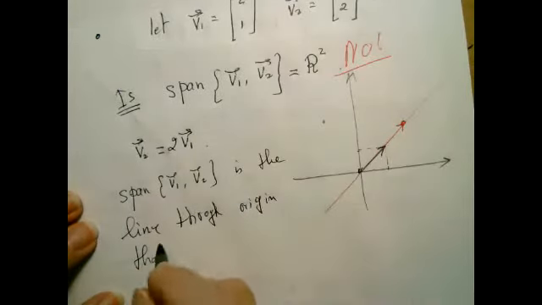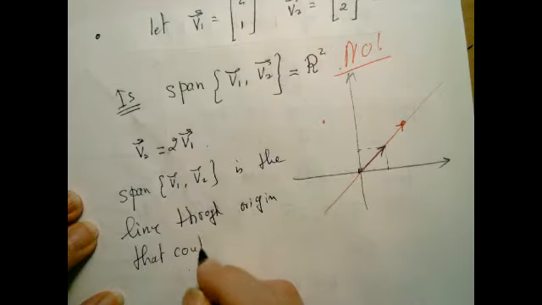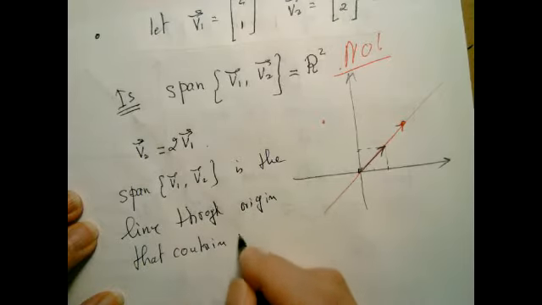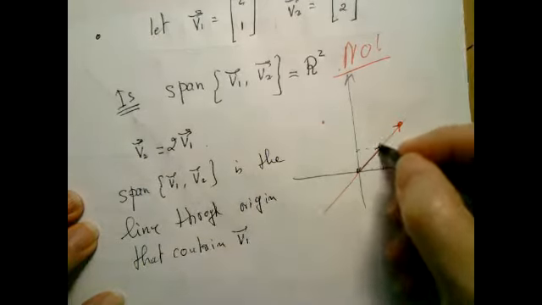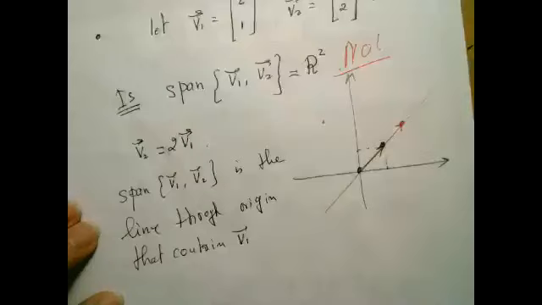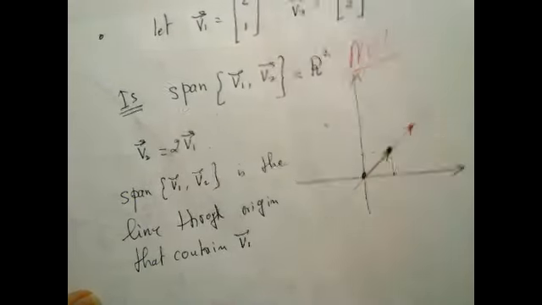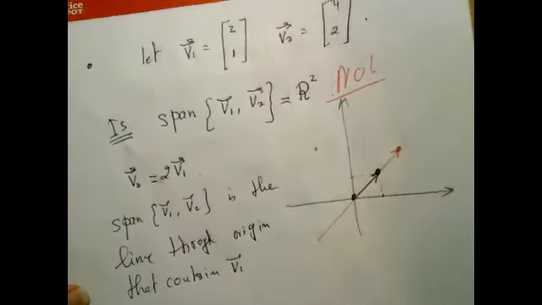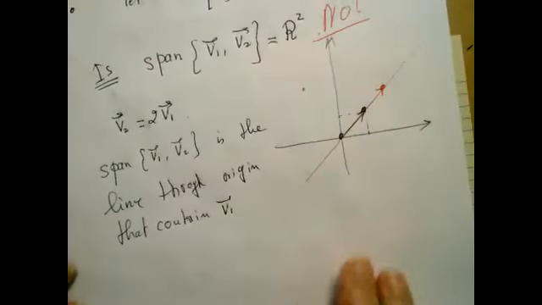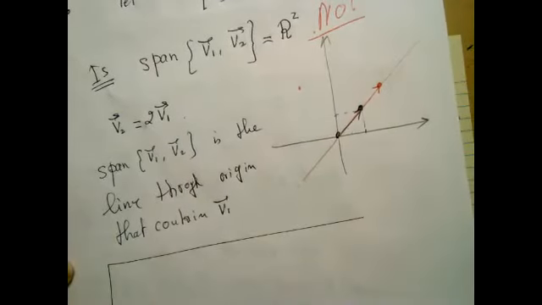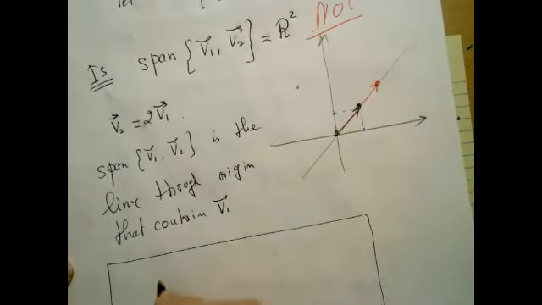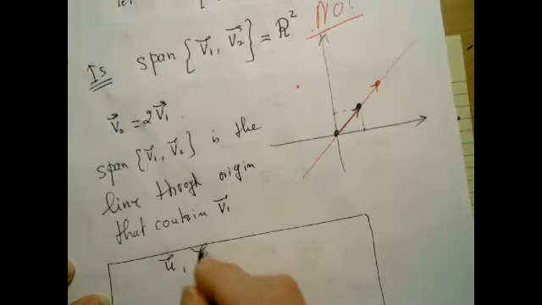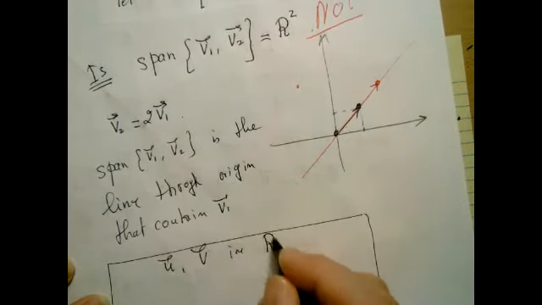that contains either U or V1 or V2, I don't care which one you say, that contains V1. It means the line through the origin which contains the tip of V1. So if you have 2 vectors in R2, this is the issue. That's really the picture in general. So suppose you have vectors in R2 in general.